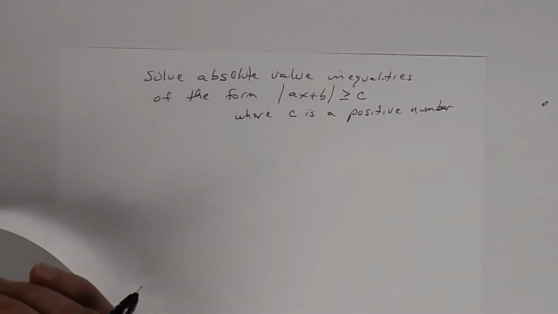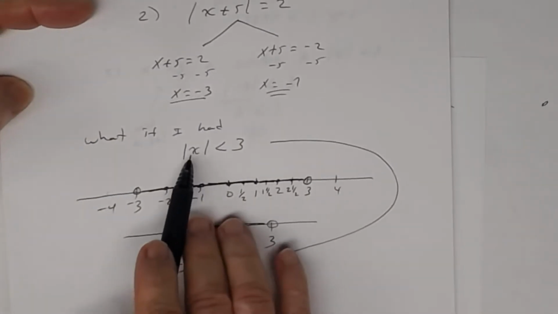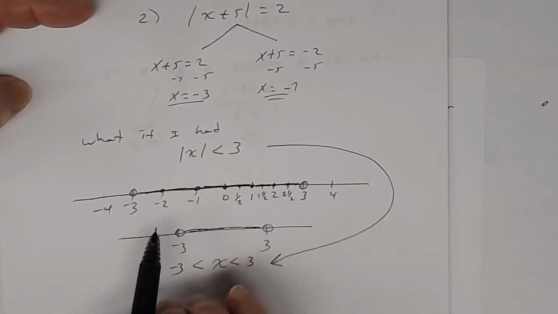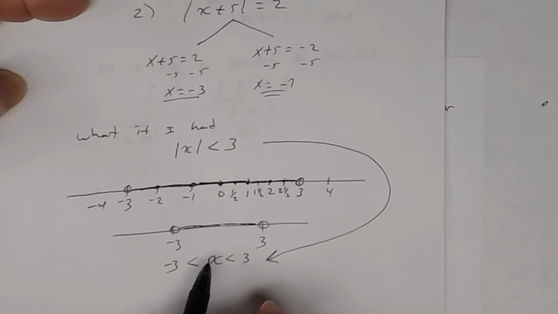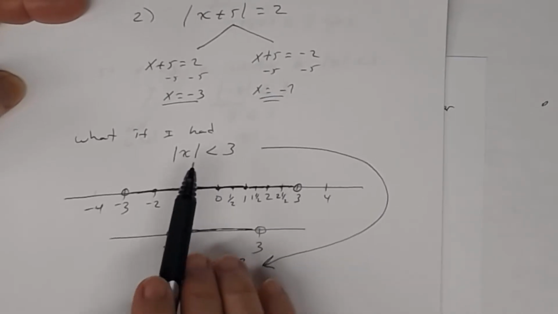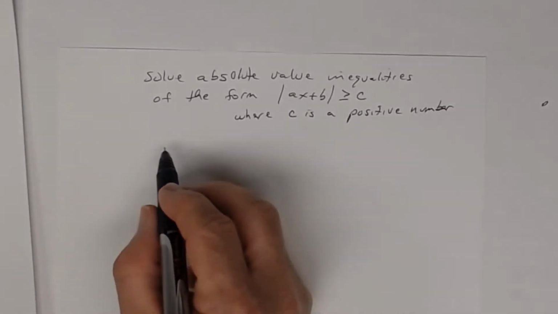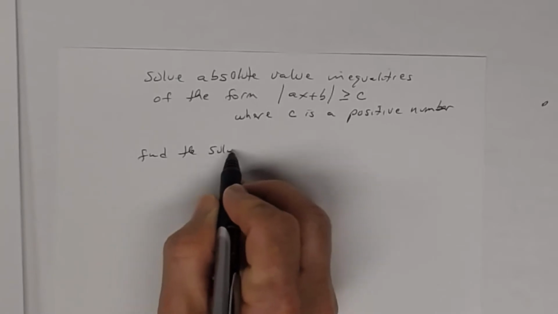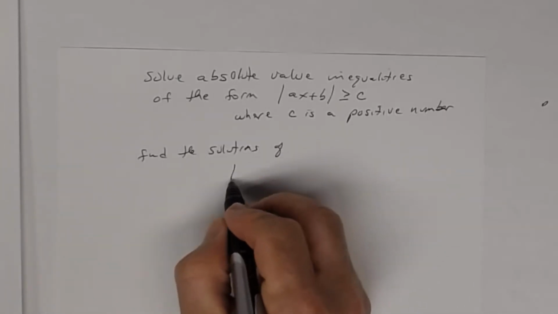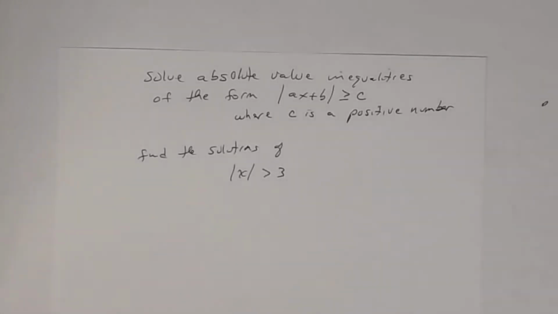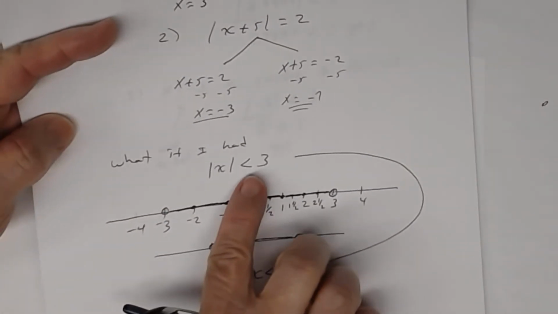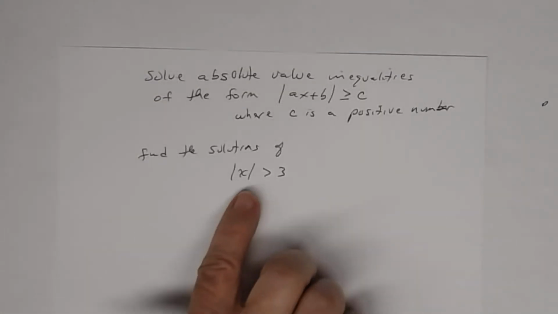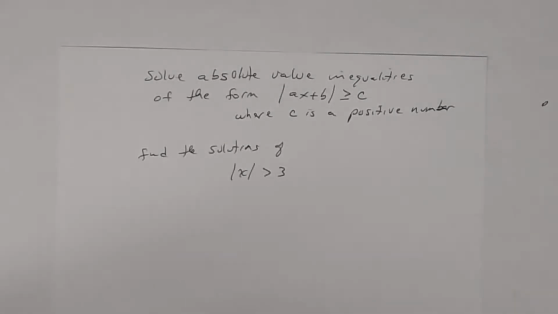Remember in the previous lesson when we first started out, we looked at this simple example, absolute value of x is less than 3, and we shaded in the solutions, and then we came up with how to write all of them. Well, we're going to do the same thing here. So this time, find the solutions of the absolute value of x is greater than 3. In the previous one, we saw that we can write the solutions as a compound statement. Let's see if it's the same thing over here or not.